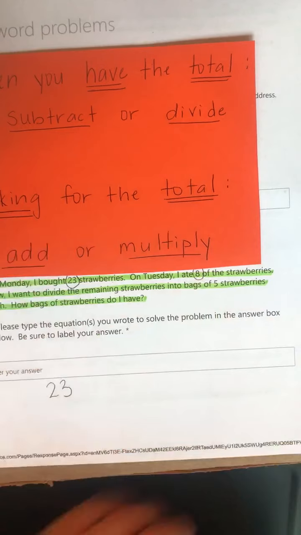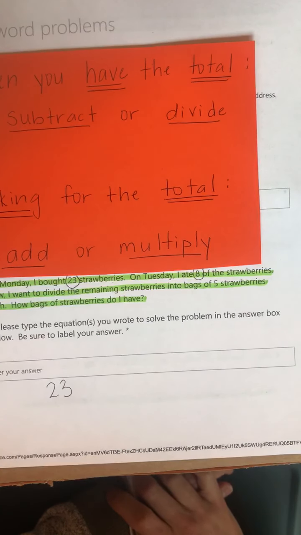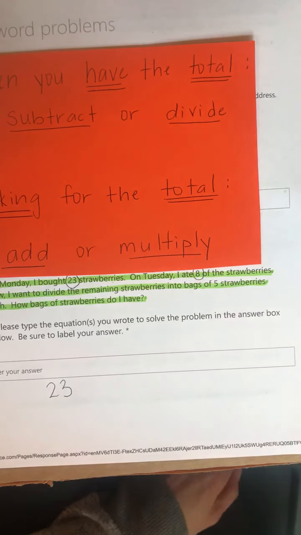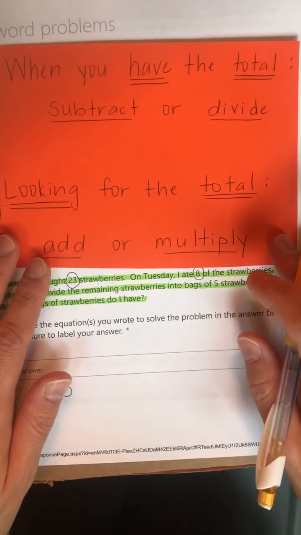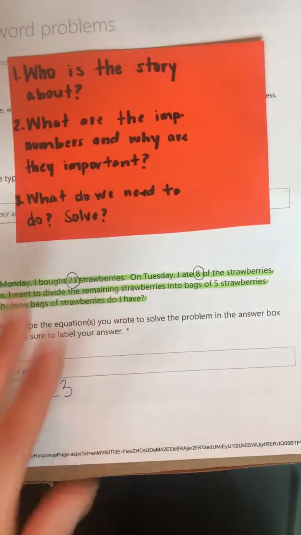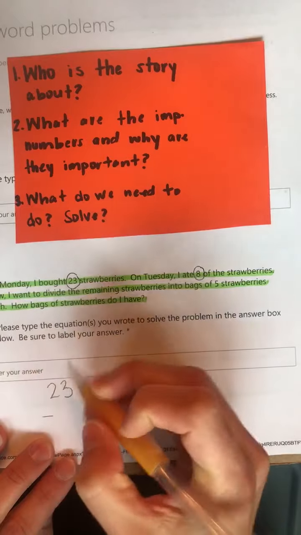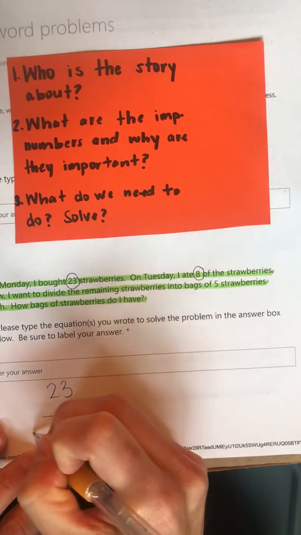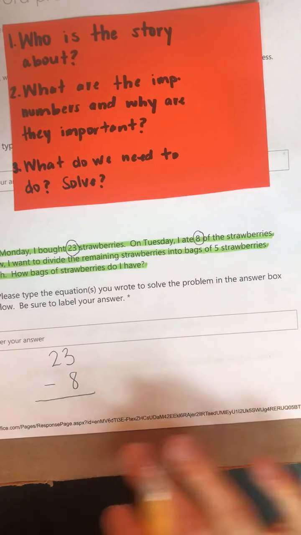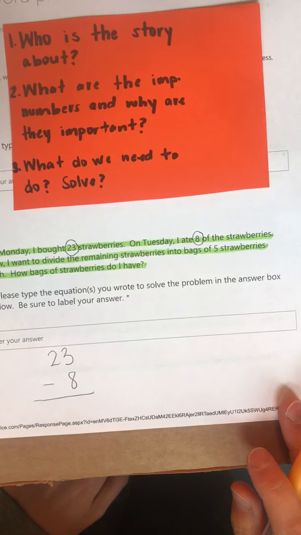Well, it says on Tuesday, I ate 8 of the strawberries. So if you ate some strawberries, they're gone. You got rid of them, right? You're taking them away. So that means you should, fantastic, you should subtract. So we're going to take 23 and we're going to subtract the 8 strawberries that we ate. Go ahead and pause the video and solve that for me.